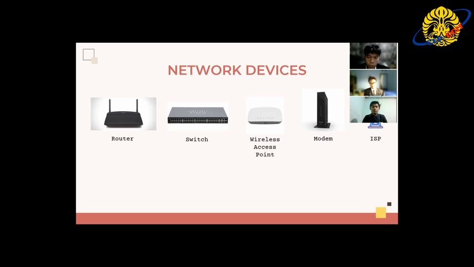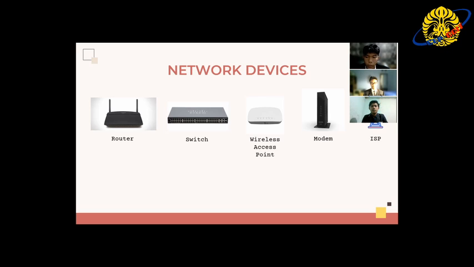In making this project, of course, the necessary devices are needed. In this slide, there are several network devices that are needed. The first one is router. Router is a networking device that forwards data packets between computer networks. Routers perform the traffic directing function on the internet. Data sent through the internet, such as a web page or email, is in the form of data packets.